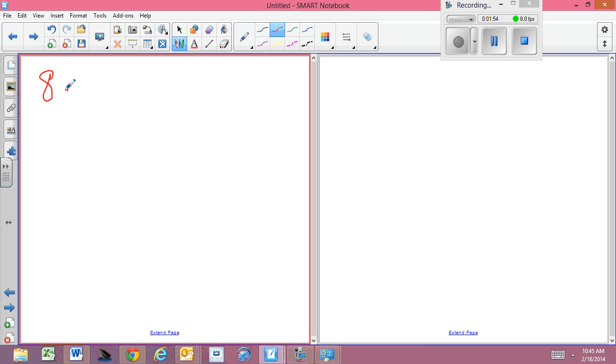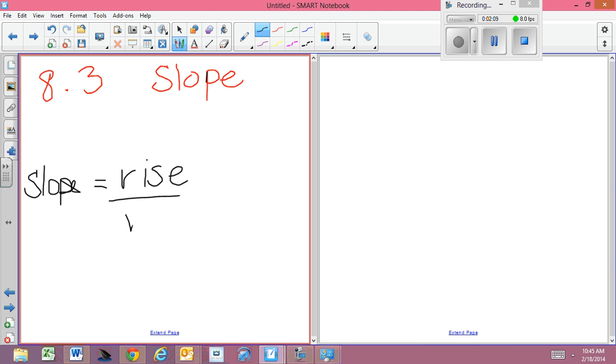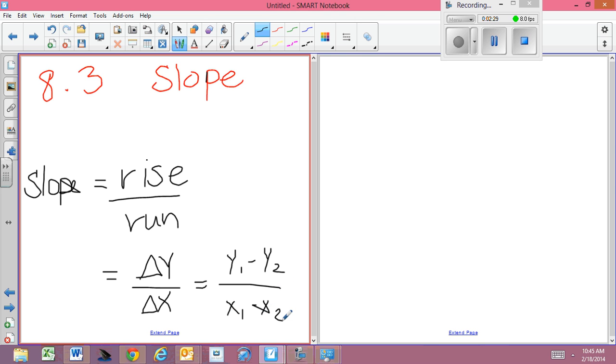In section 8.3, we introduced the concept of slope. So we learned a few things about slope. We learned that the general formula is rise over run. Another way to think about that is change in y over change in x. And if I gave you 2 points, the way you would figure out change in y over change in x is just by finding the difference in the y's divided by the difference in the x's.